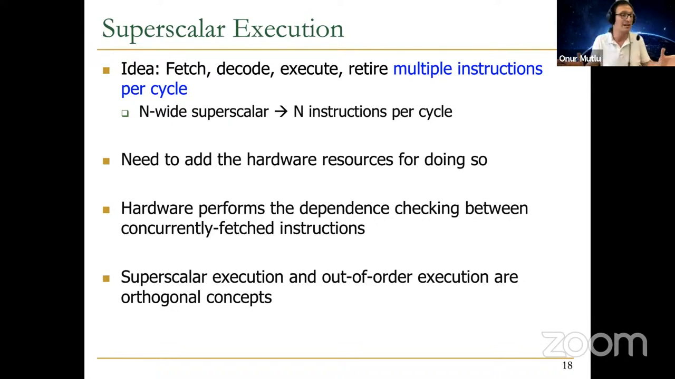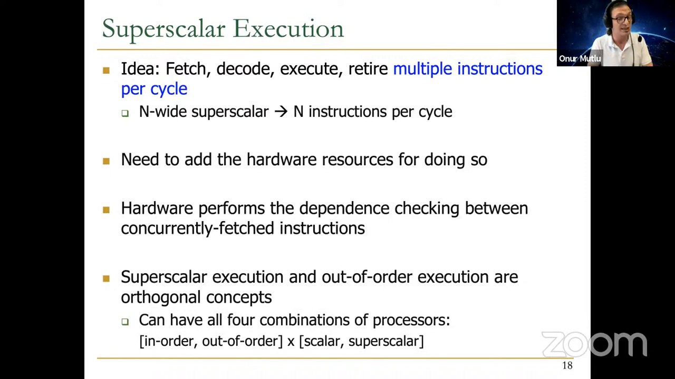But again, you're bottlenecked by fetch. If you fetch one instruction per cycle, you cannot retire more than one instruction per cycle unless you're doing some magic in the back end of the pipeline. So you can have an out-of-order execution that's superscalar. You can have in-order execution that's superscalar also, right? Basically, if you have two dimensions, in-order versus out-of-order execution, and scalar versus superscalar execution, you can have four combinations, the Cartesian product of these different dimensions, essentially.